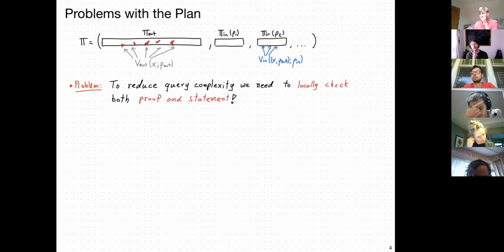So the idea to fix it would be, maybe we can somehow make a small number of queries both to the proof and to the statement. So in this setting, just to highlight, the original proof is now the statement that we want to verify using a PCP oracle. So I don't want to make only a constant number of queries to the proof that the outer proof is correct. I want to make a constant number of queries here and a constant number of queries there.